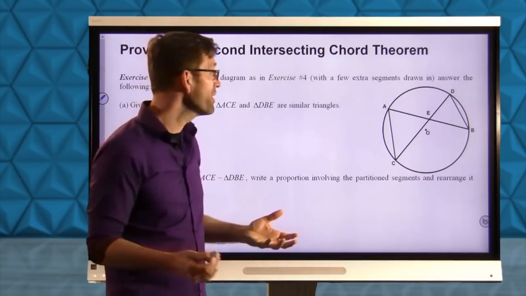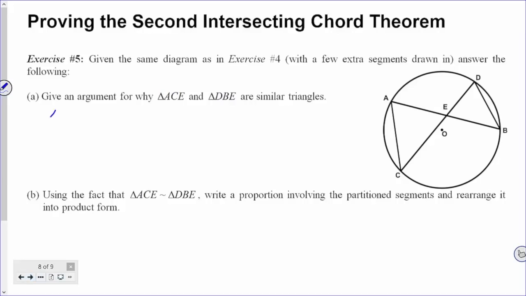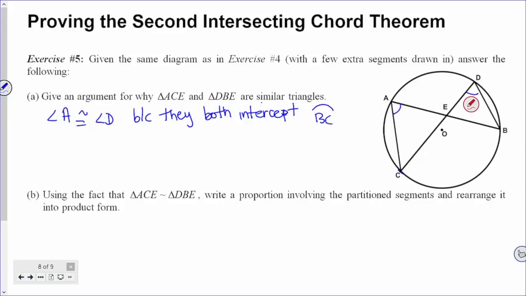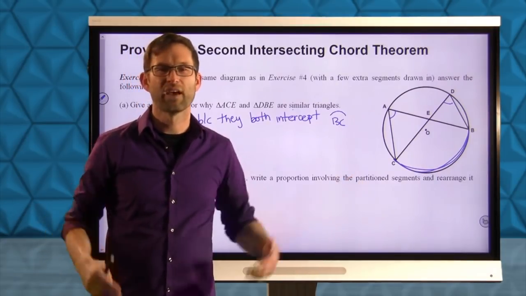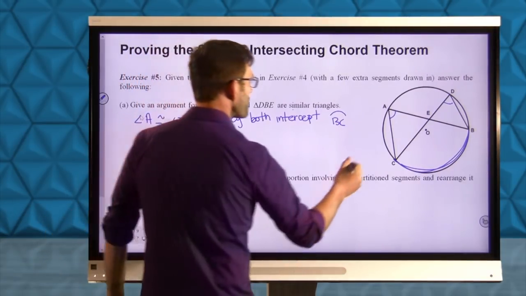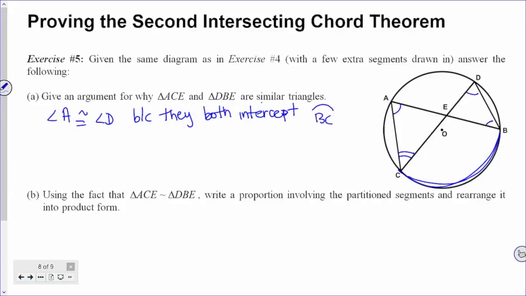All right, well, this is really, really cool. Watch this. Angle A must be congruent to angle D. In fact, I'm going to mark that. These two angles have to be congruent because they both intercept arc BC. And remember, two inscribed angles that intercept the same arc have to have the same measure. But likewise, angle C must be congruent to angle B.